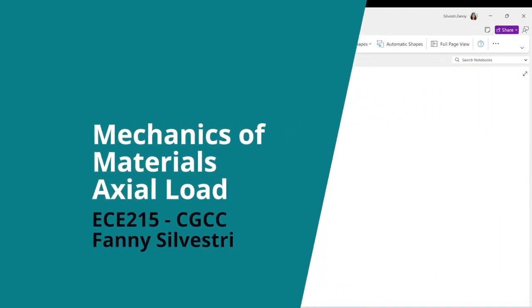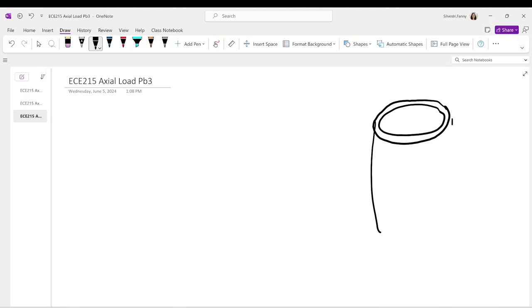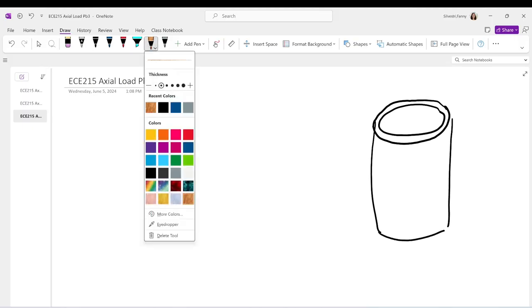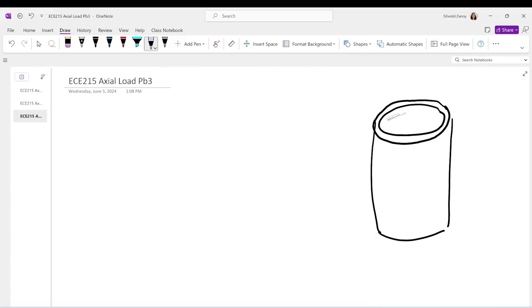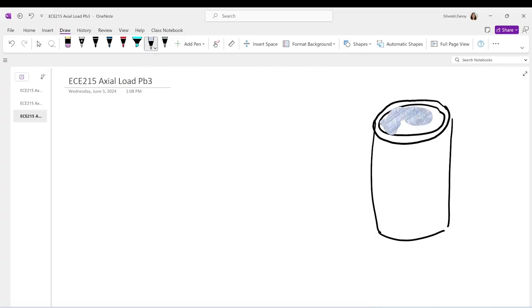Okay, we will do an example that is very typical and that you need to understand how to solve easily. So we have a pipe of steel that is thin, and inside we add some concrete. So all the way inside it's concrete. And we apply a force that we know.